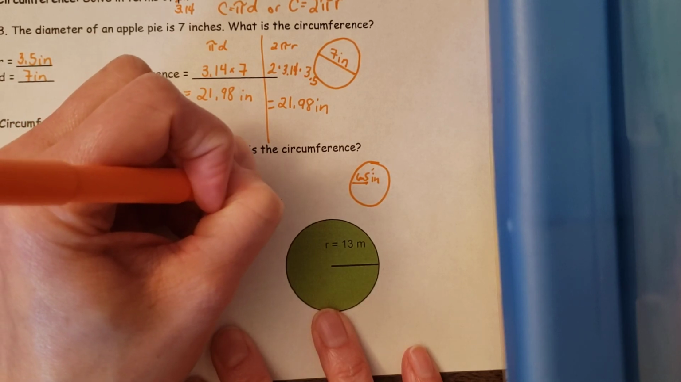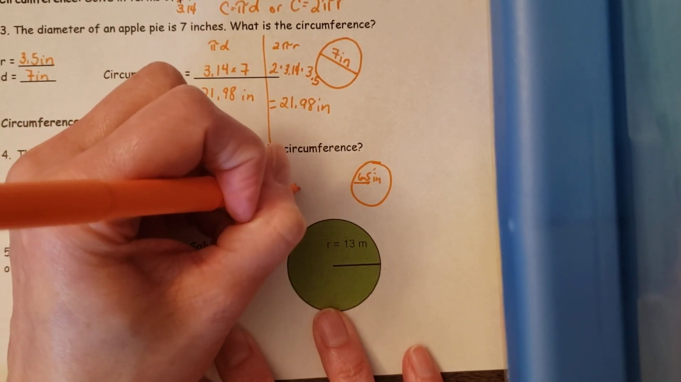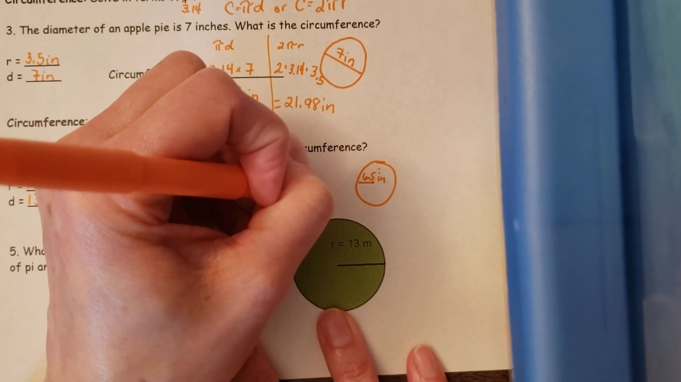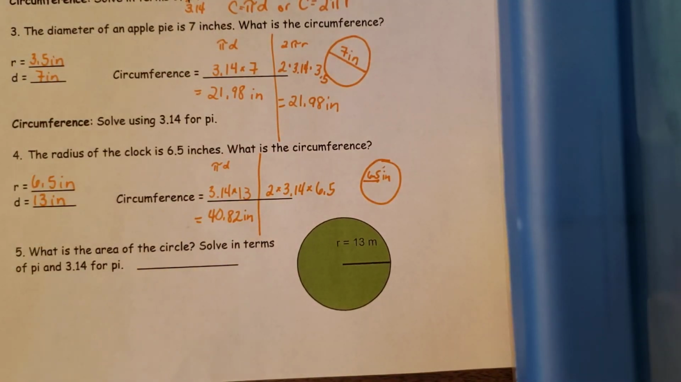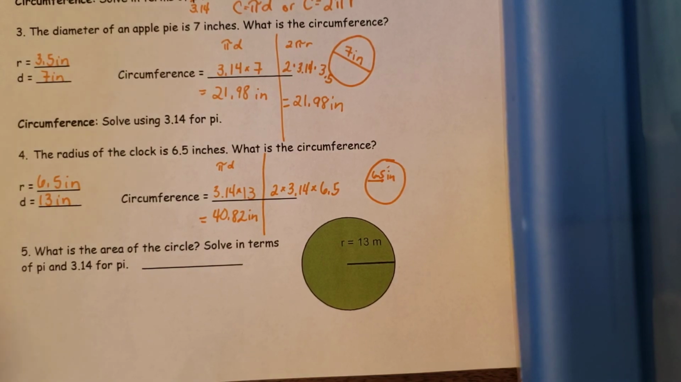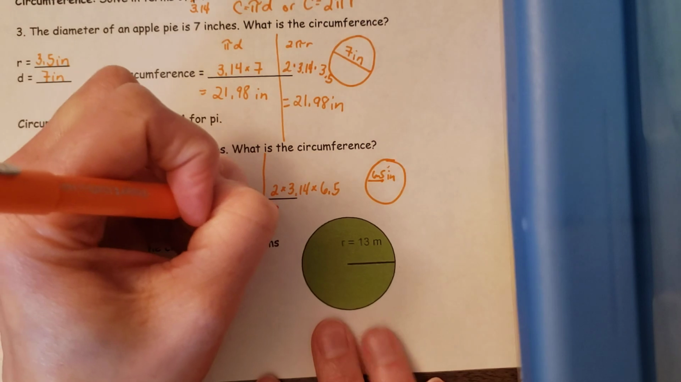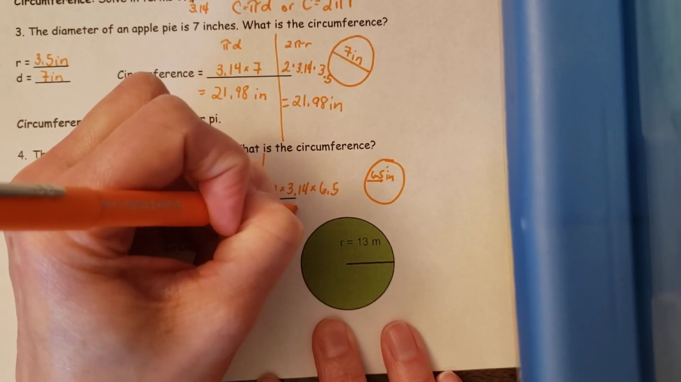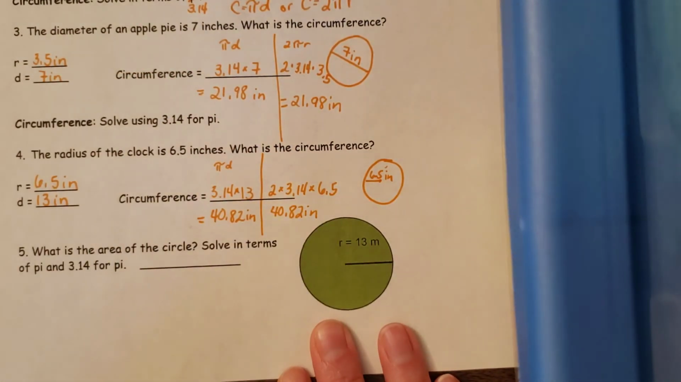Now let's try it the other way. Let's go 2 times pi 3.14 times 6.5. Let's see what we get. 2 times 3.14 times 6.5 is 40.28. I'm glad we got the same answer both times. We'd be in trouble if we didn't.